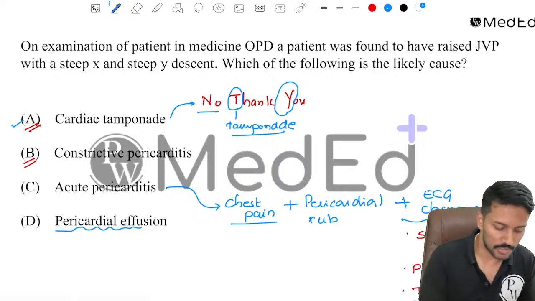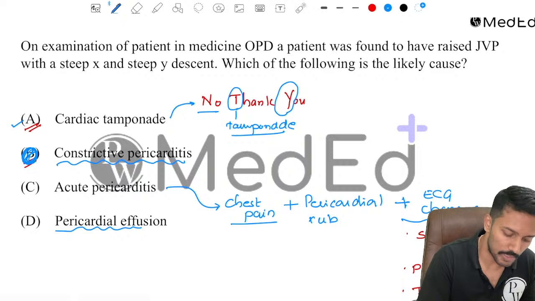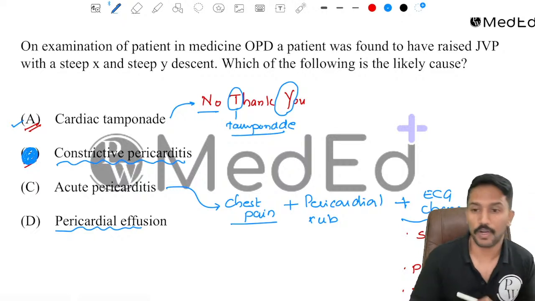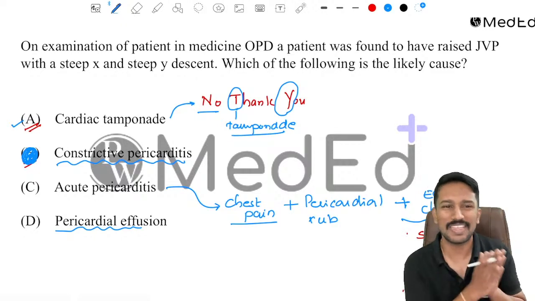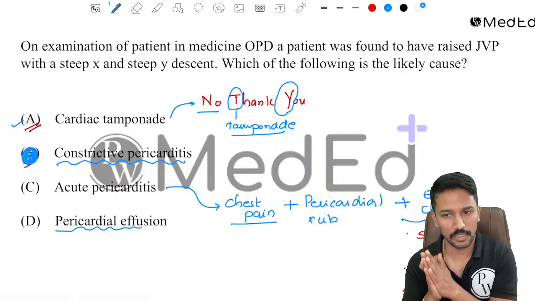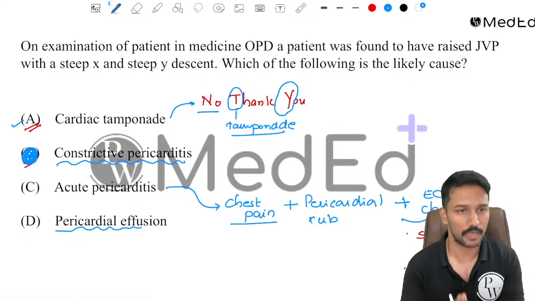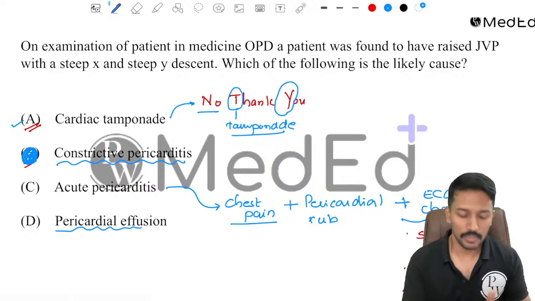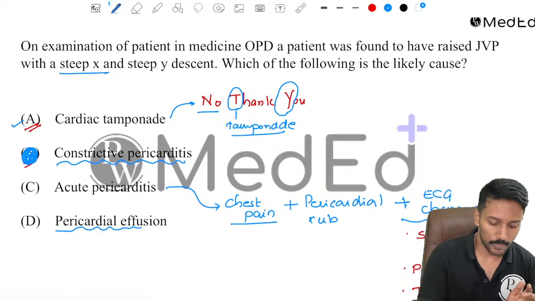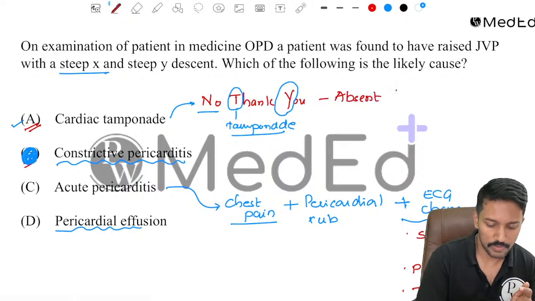So now what is the option left with? Constrictive pericarditis, right? So that would be our answer. In constrictive pericarditis and restrictive cardiomyopathy, two conditions where you will have steep X and Y descent. In cardiac tamponade, there is a steep X descent but absent Y descent.